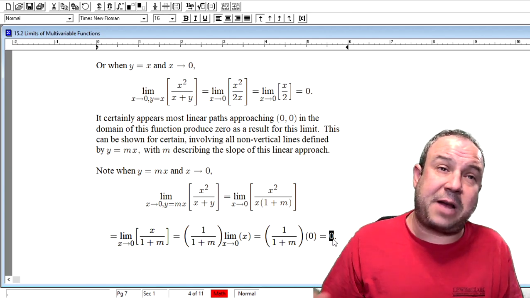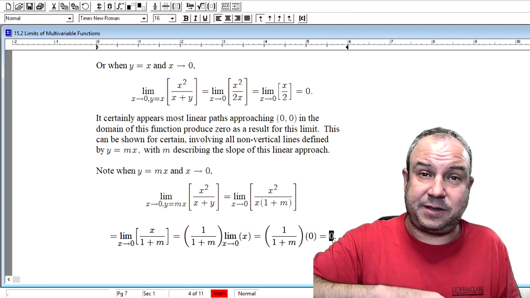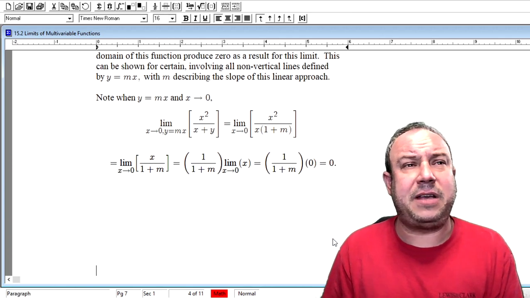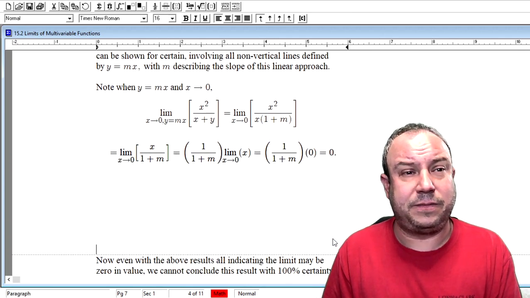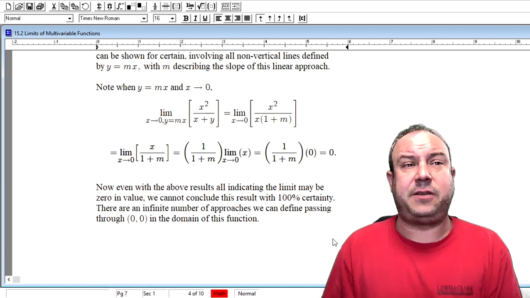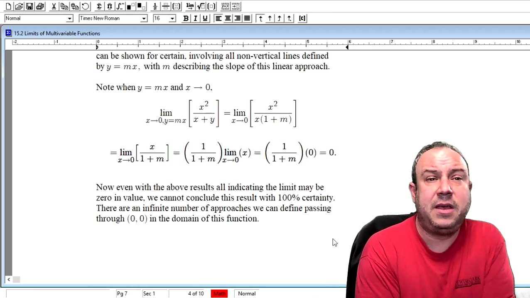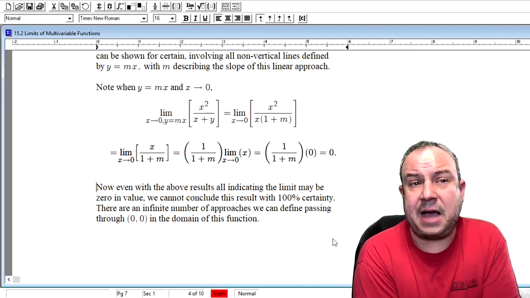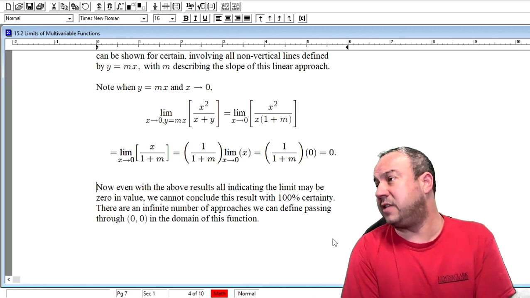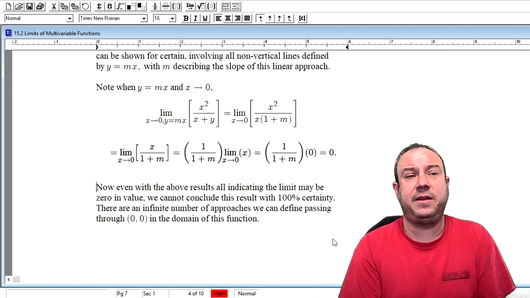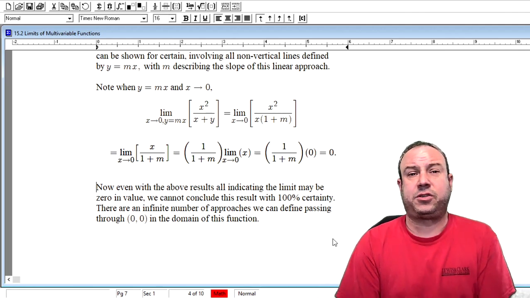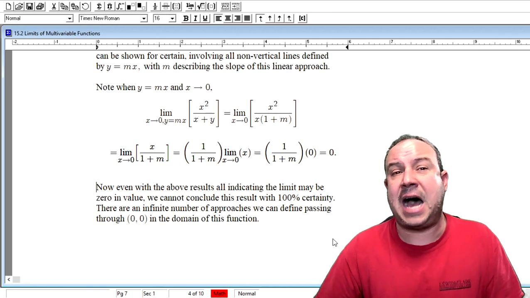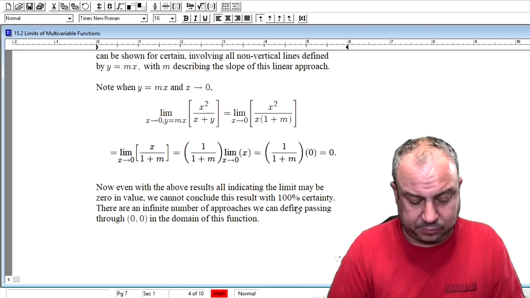We could approach on parabolas and see different behavior. Right? And I believe that is what we see down below here. Right? First of all, I do take note and say, now even with the above results, all indicating the limit may be 0 in value, we cannot conclude this result with 100% certainty. Right? There are an infinite number of approaches we can define passing through the origin in the domain of this function. Not all of them are linear. We might say that here.